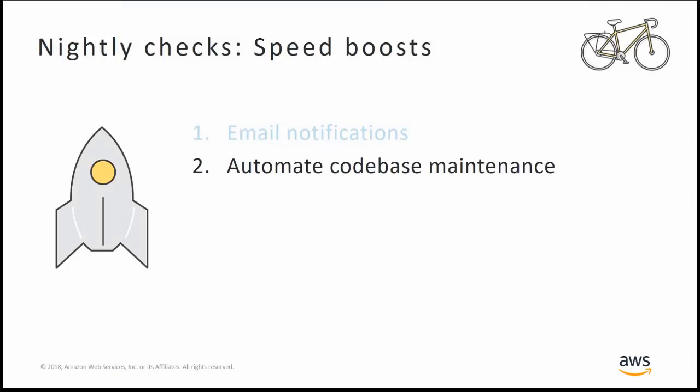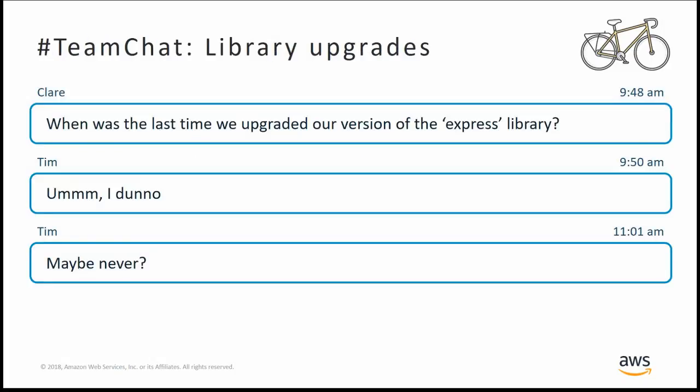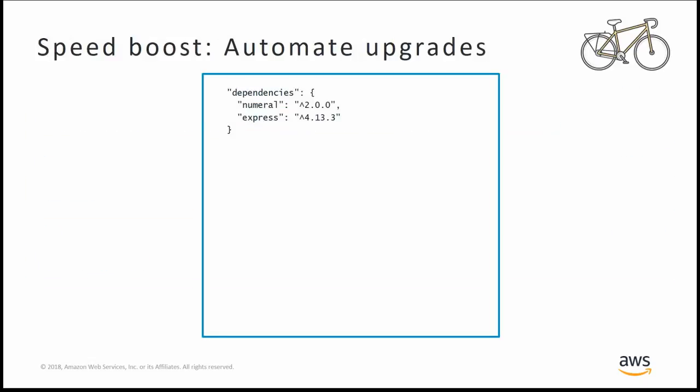So the second speed boost is automating code-based maintenance. One of the problems that we see on a lot of teams is struggling to keep up with library upgrades. So we want to keep up with the latest patches and security fixes in library upgrades, but developers don't really want to do it on a regular basis. And part of the reason for that is that it's pretty difficult. So for even just my simple calculator service, I only have these two dependencies. I have a web service framework and a number formatting library.